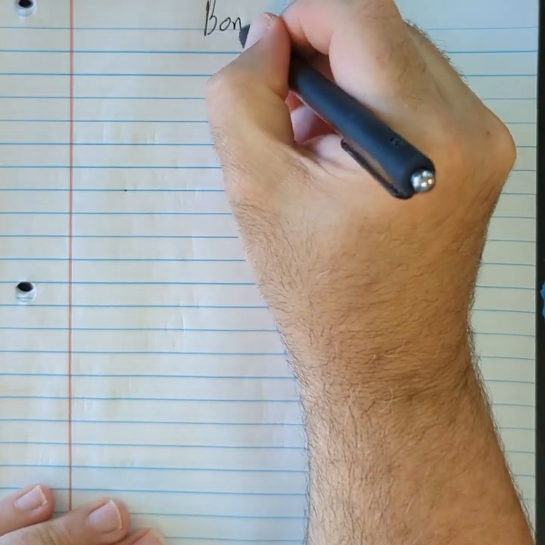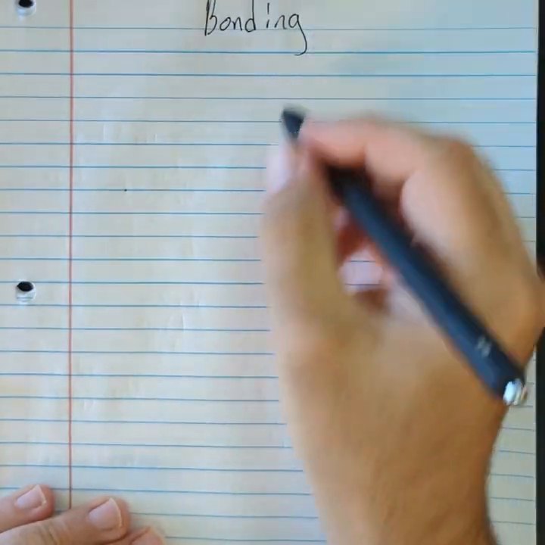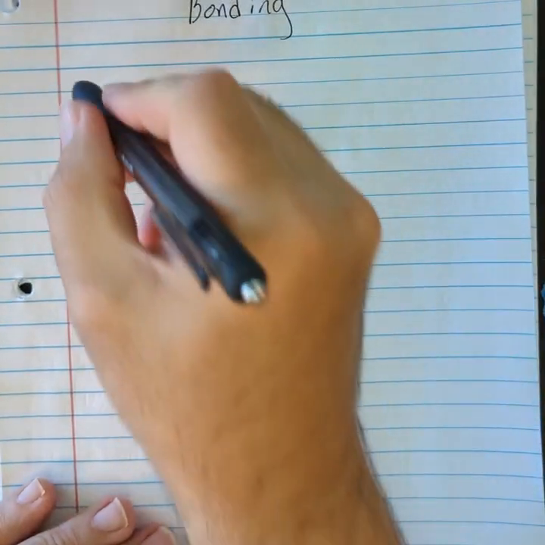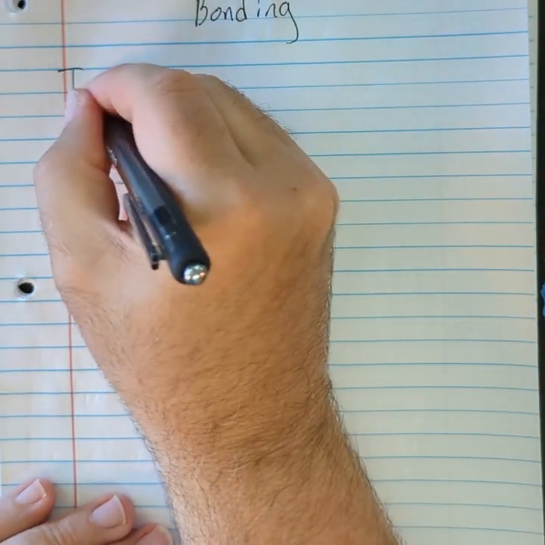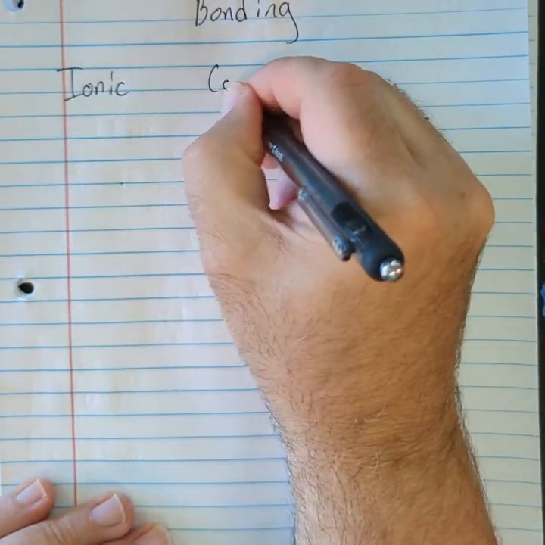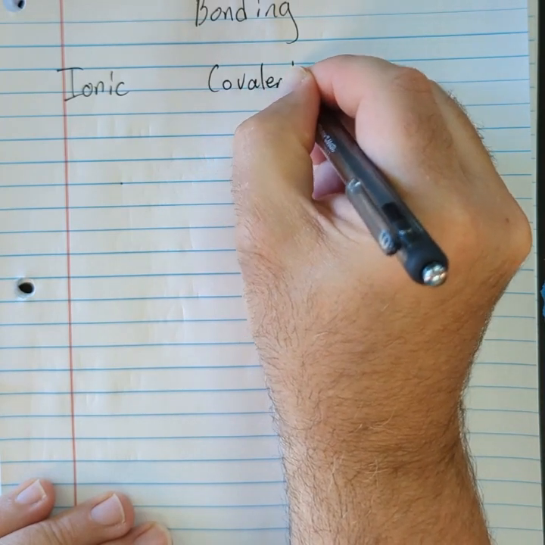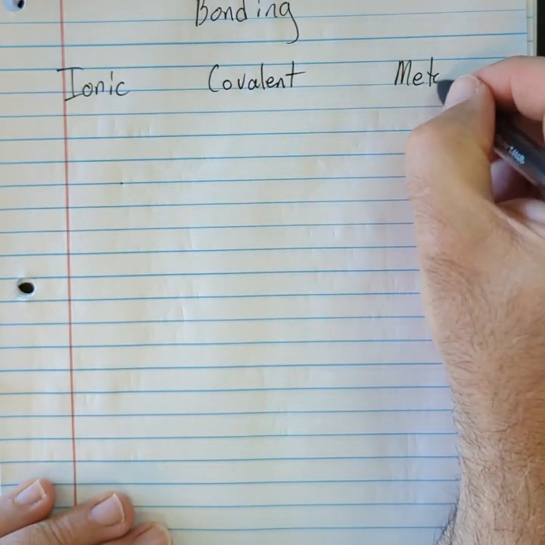All right, let's talk about bonding for a second. There are three basic types of bonding. There's ionic, covalent, and metallic.